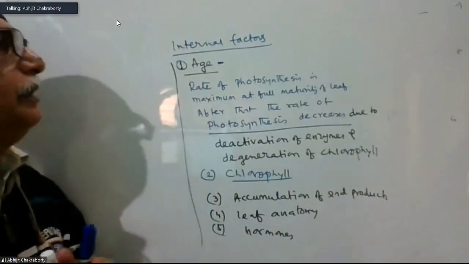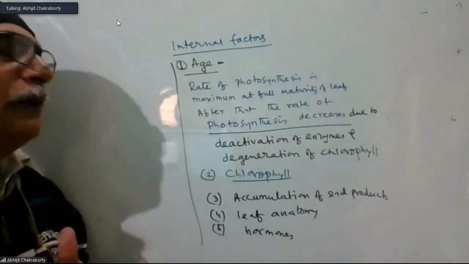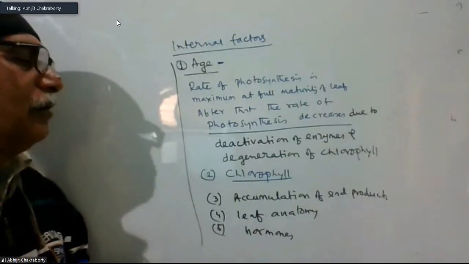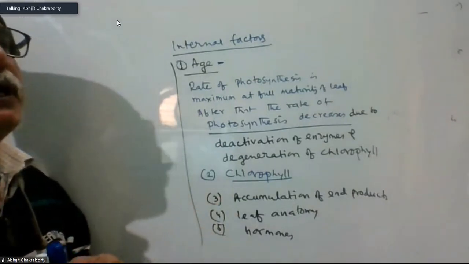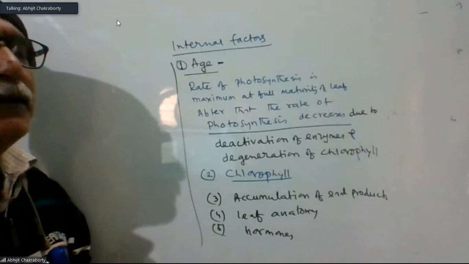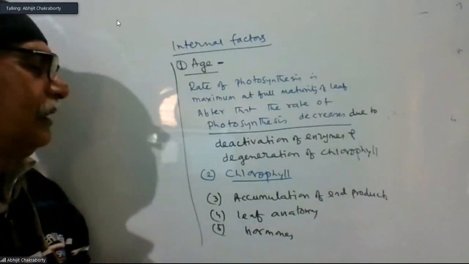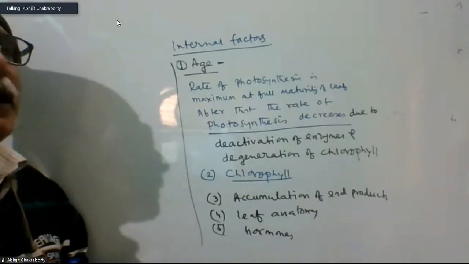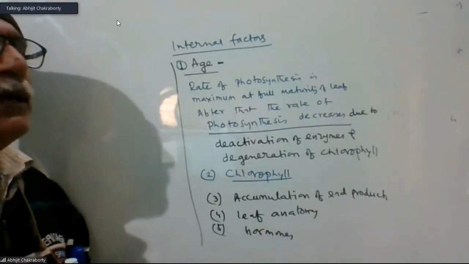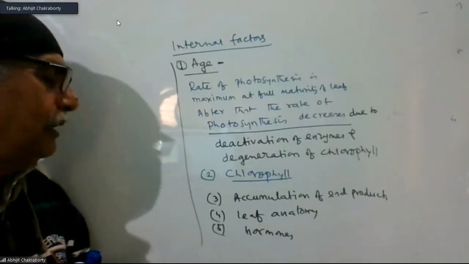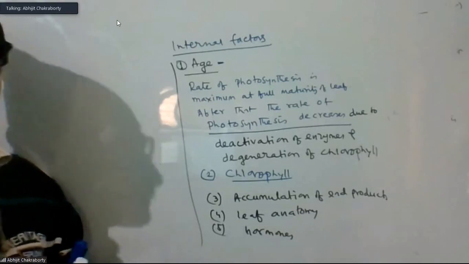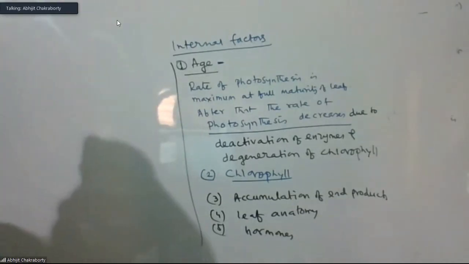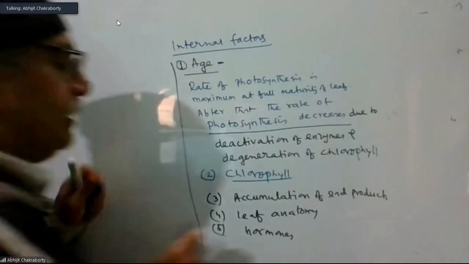I think you know it. Age is already discussed, chlorophyll already discussed. Accumulation of end product: suppose glucose is accumulated, then until it is utilized, the rate of photosynthesis decreases. Leaf anatomy plays an important role. If the distribution of chloroplast is more, the rate of photosynthesis will be more. Hormones like gibberellins, auxin stimulate the rate of photosynthesis. Clear? Cytokinin and gibberellin increase the rate of photosynthesis. Remember this.